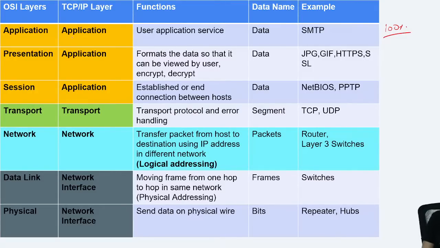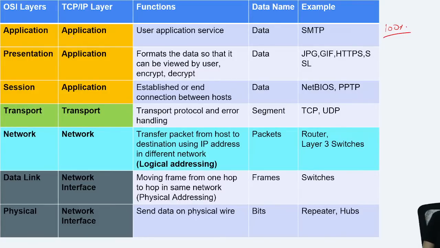Session layer establishes the end-to-end connection between the hosts. That is the main task. Here the name is also data. NetBIOS, PPTP, these are the examples. Transport layer focuses on the transport protocol, error handling, and end-to-end delivery. Just now we learned that end-to-end is the main focus of the transport layer. The name is segment. Protocols: TCP, UDP.